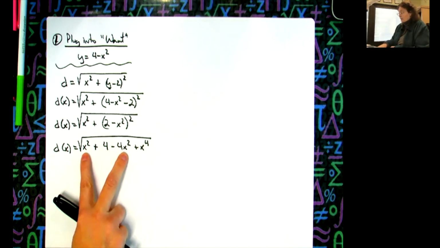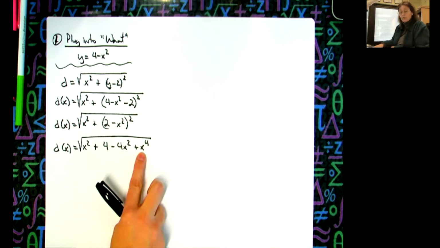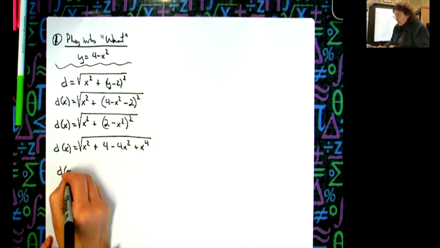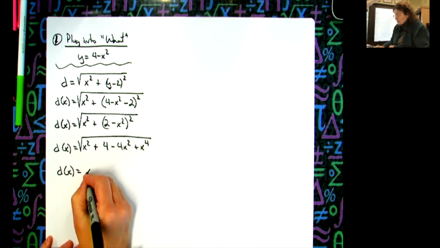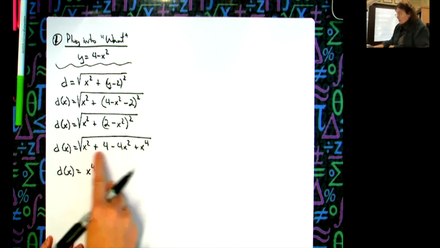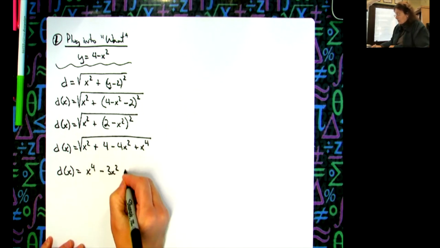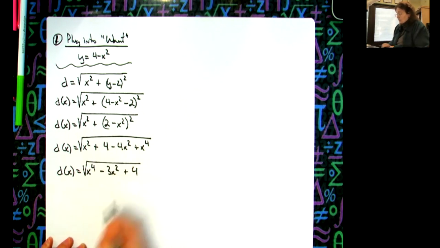All right, now I'm going to put these two together because they're like terms. I'm going to decide to put this in decreasing order, polynomial standard form. So d of x is equal to, I want that x to the 4th first. Putting those two together, I'm going to have a minus 3x squared. Then I'll have the plus 4 with the radical.